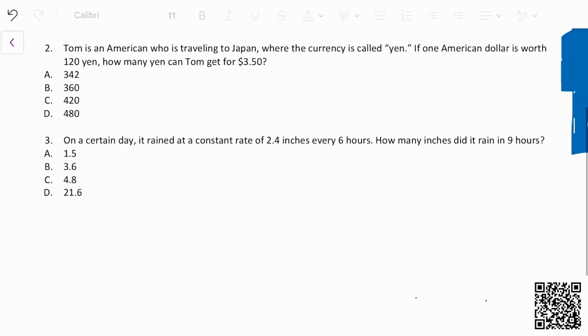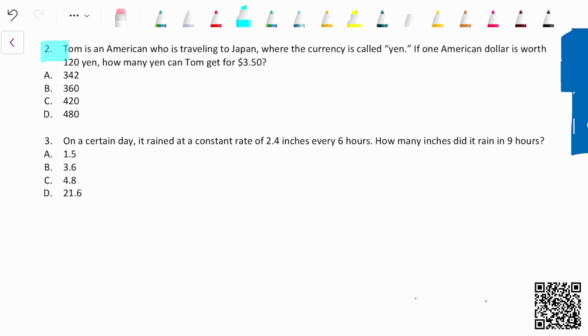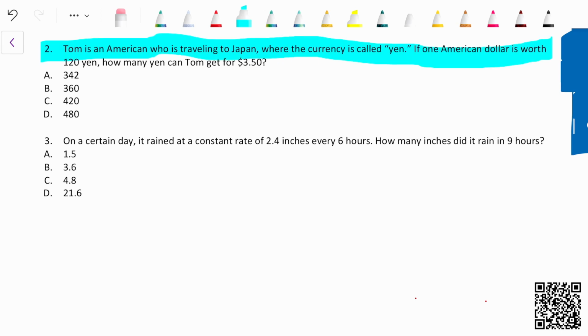All right, the next question is, Tom is an American who is traveling to Japan, where the currency is called yen. $1 American is worth 120 yen. How many yen can Tom get for $3.50? Quite a bit, I can guess.